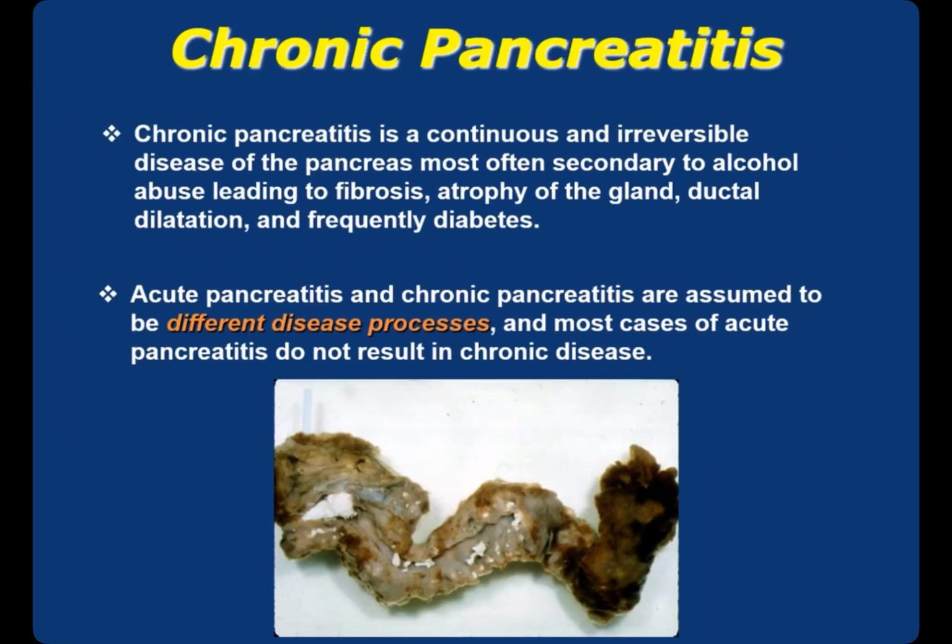Chronic pancreatitis is a continuous and irreversible disease of the pancreas, most often secondary to alcohol abuse and leading to fibrosis, atrophy of the gland, ductal dilatation, and frequently diabetes. In acute pancreatitis, the gland is enlarged, but in chronic pancreatitis, the gland is atrophied. Acute and chronic pancreatitis are assumed to be different disease processes, and most cases of acute pancreatitis do not result in chronic disease.